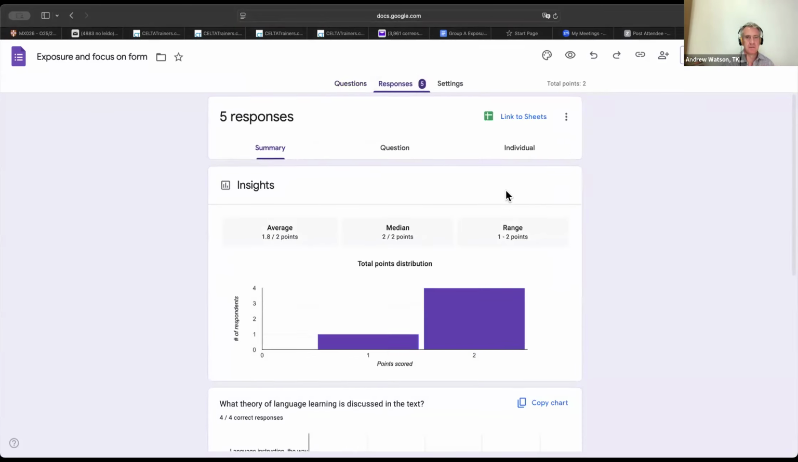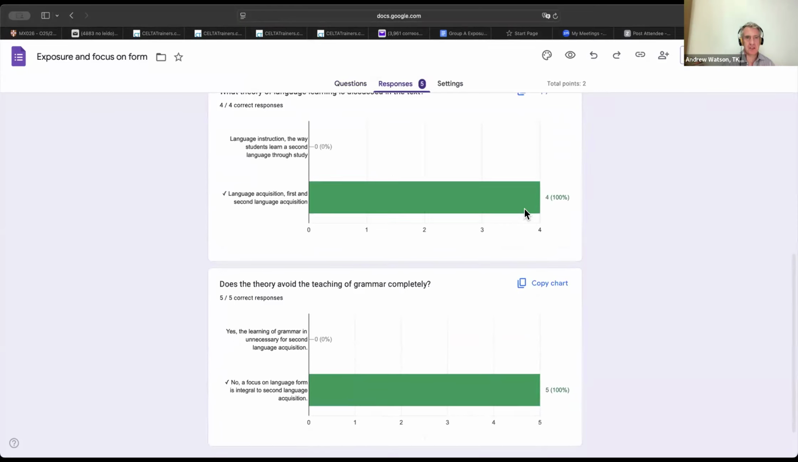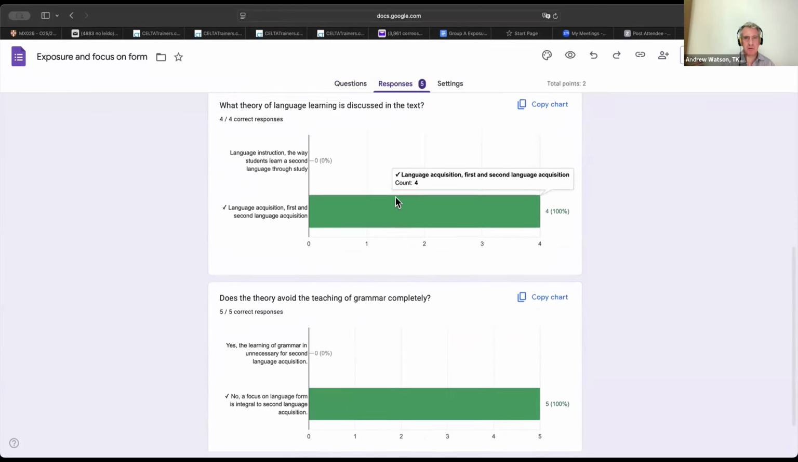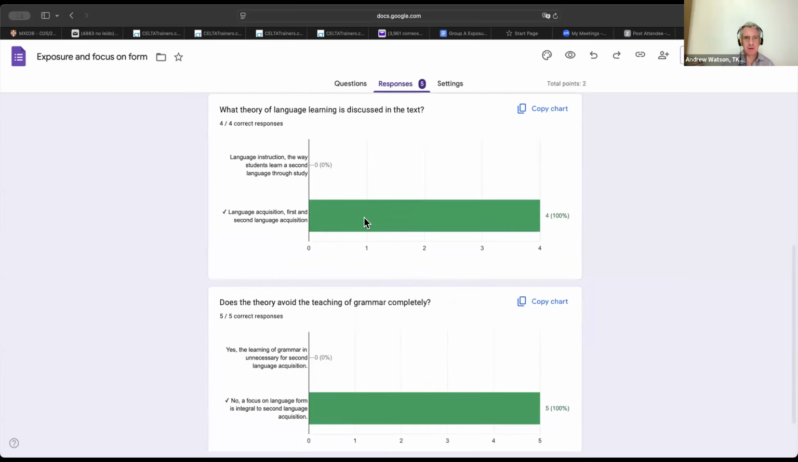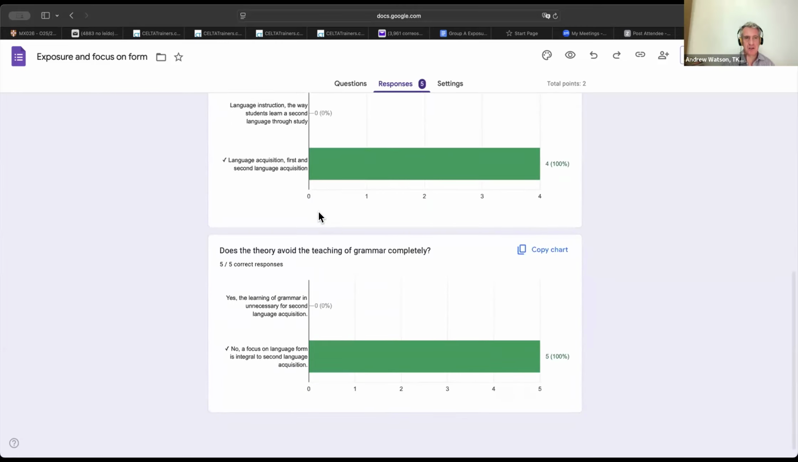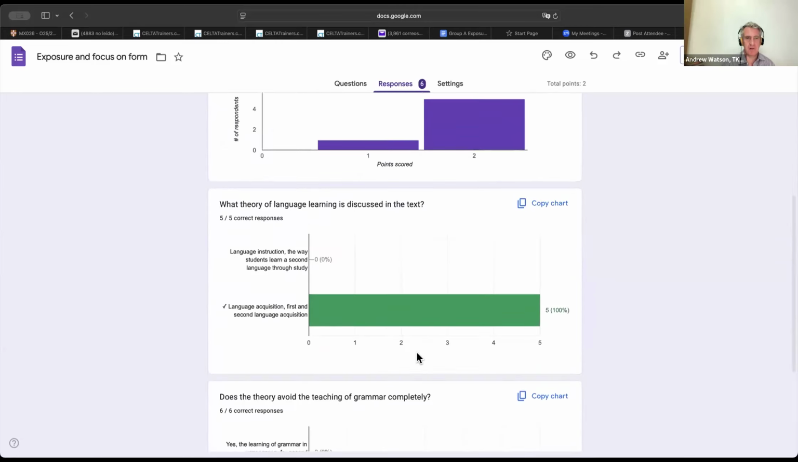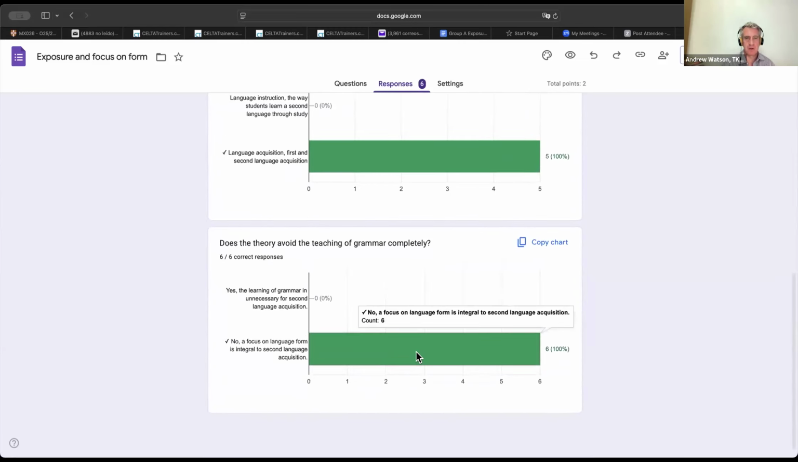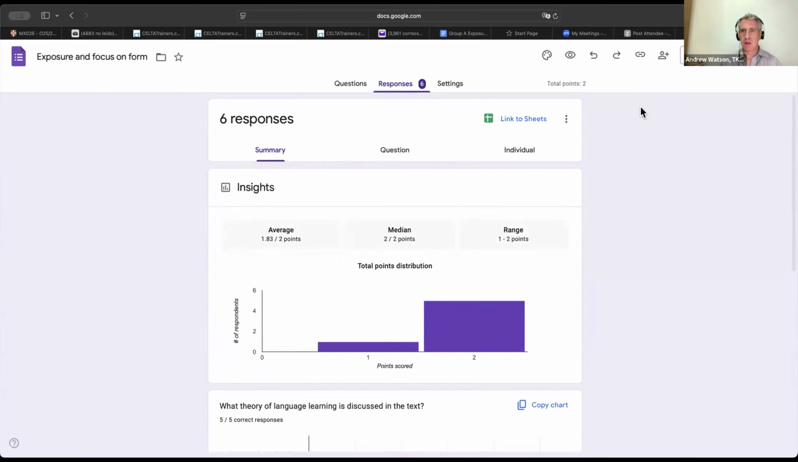All right, here it is then. Yes, it's to do with language acquisition. Well done. Those that responded got it right. First and second language acquisition is the topic of the text. Does it avoid the teaching of grammar? The answer is no, because a focus on language form is integral to second language acquisition. You can't really acquire a language with any level of proficiency without learning grammar. So goes the theory.